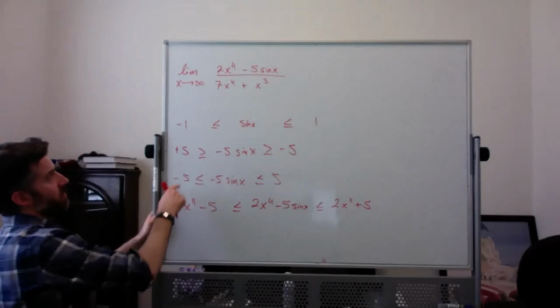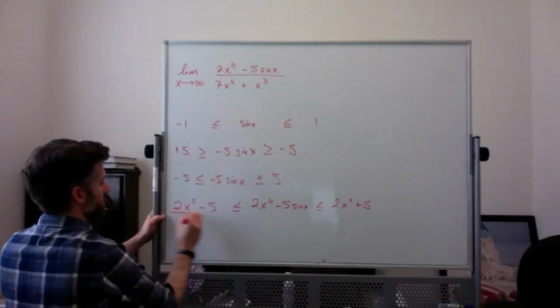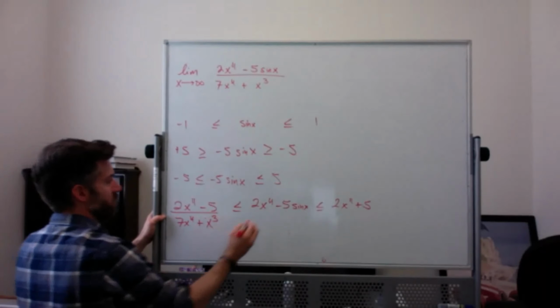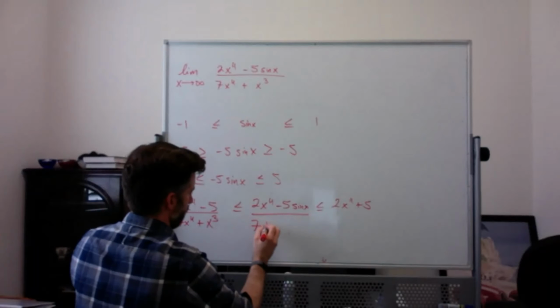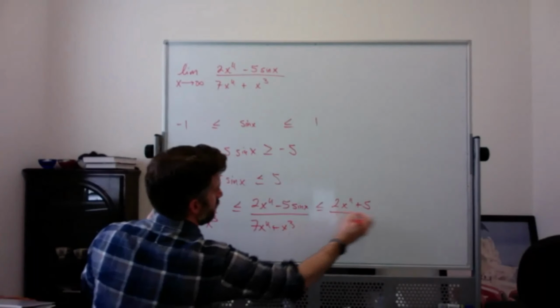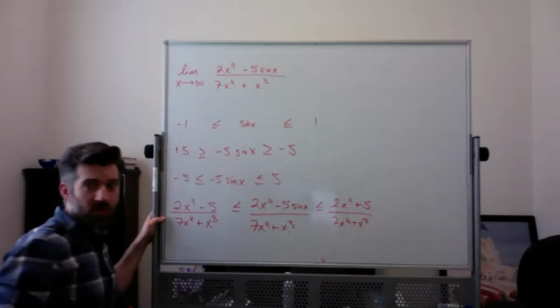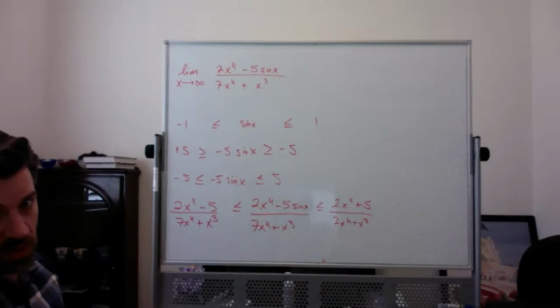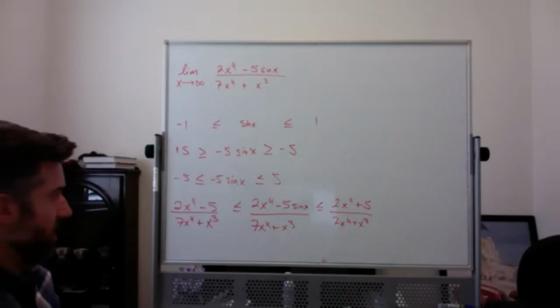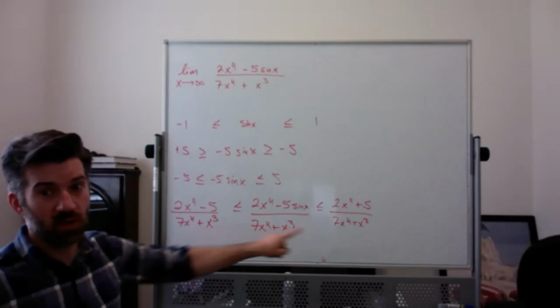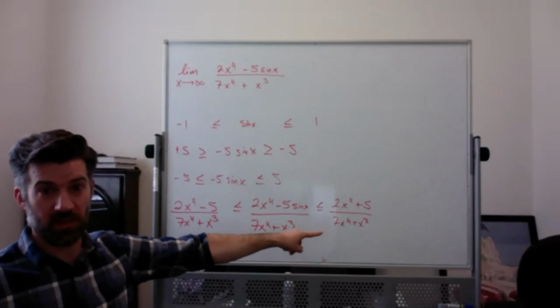And then I divide everything by this denominator, 7x to the fourth plus x cubed. So whenever you're thinking squeeze theorem, your first job is always to get the thing you're trying to take the limit of between two other things that we're able to take the limit of.